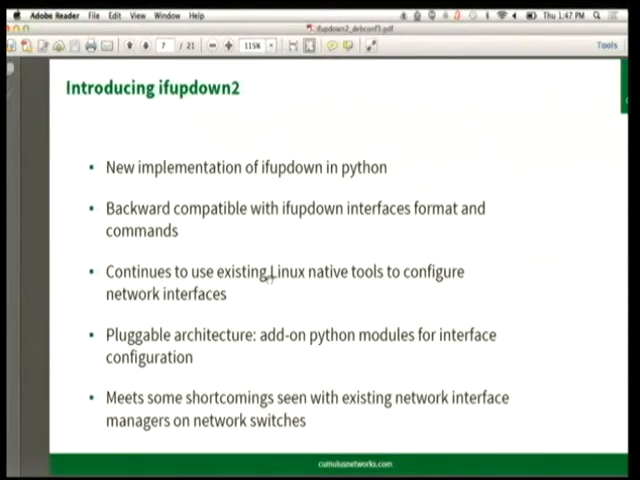there are a few minor missing functionalities like mapping and maybe other address families. It only supports inet and inet6 today, but that will be trivial to add in the future if needed. And it continues to use existing native Linux tools, with a pluggable architecture. ifupdown used bash scripts. This supports Python modules and meets some of the challenges that I described in the previous slides.